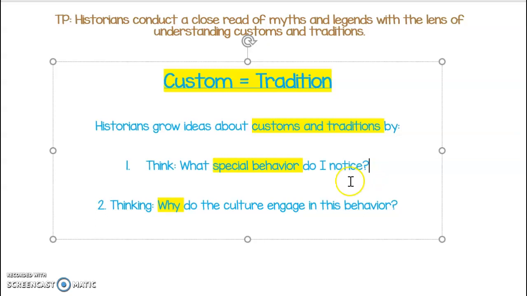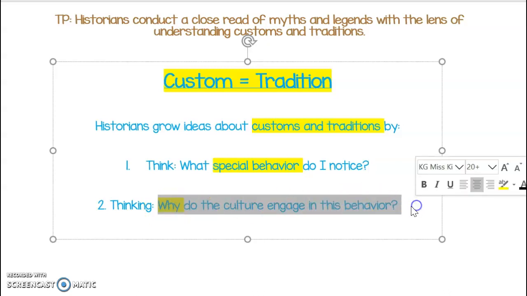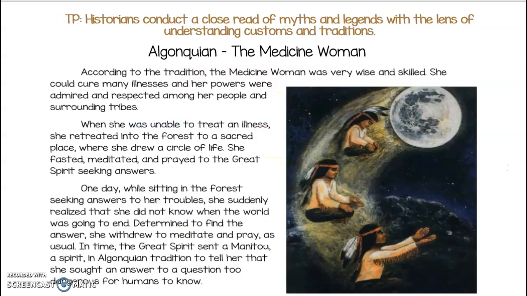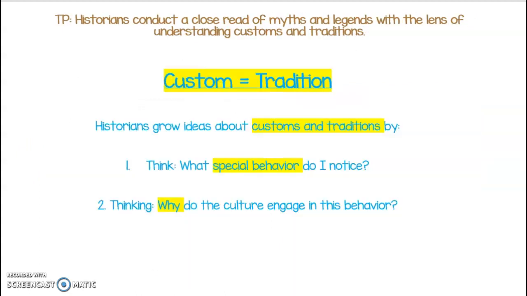Yes, she goes to the forest, she draws a circle, she fasts, meditates, and prays. Now, the second time I'm reading, I'm going to keep this second question in mind. Why does the culture engage in this behavior? I'm going to reread these two paragraphs to try to figure out why she did that. Why did she go to the forest, draw a circle, fast, meditate, and pray? So let me read these two paragraphs with that question.